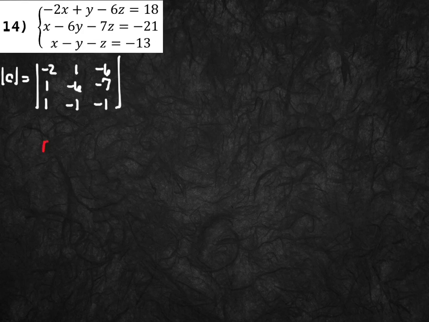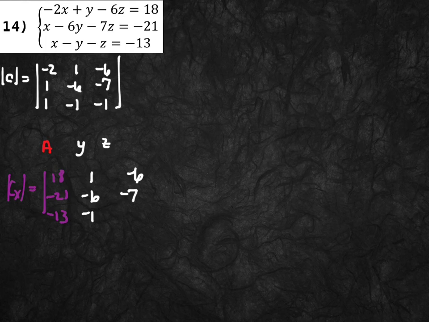And for the x spot, everything else is going to be the y and the z. So I'm going to do the coefficient matrix with the x's replaced. And so if I replace the x's, that's 18, negative 21, and negative 13. Everything else is going to be the same as what we just had. 1, negative 6, negative 1, negative 6, negative 7, negative 1.